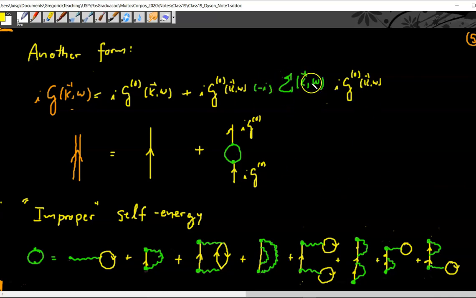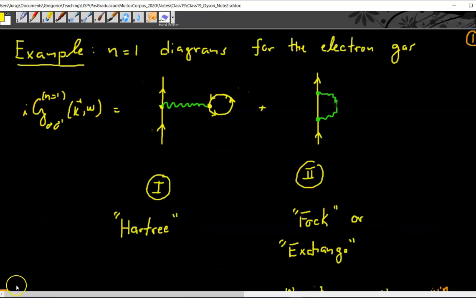But again, this might not be too useful because I have to include all these reducible diagrams here, but it's another form for Dyson's equations. Okay, I'm going to finish this class with an example where we're going to calculate the diagrams for the electron gas for the first order contribution. And this will illustrate how we can use these tools to express, say, the first terms in the proper self-energy.